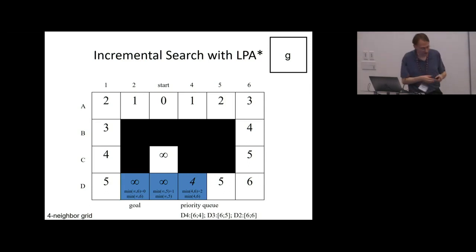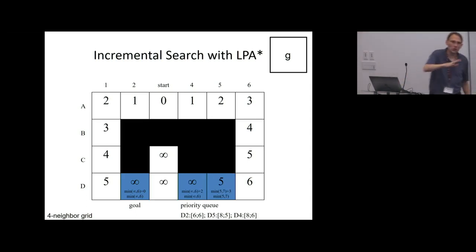Okay, so we pick the next one. The next one is this 4 here. It should be a 6 based on the neighbor, so we'll send it to infinity. We'll check which one of itself and the neighbor should be in the open list.